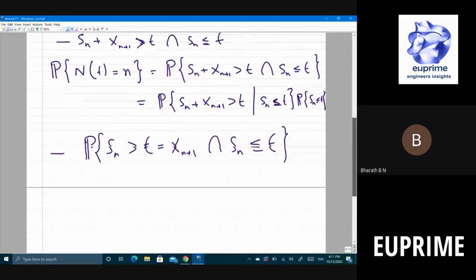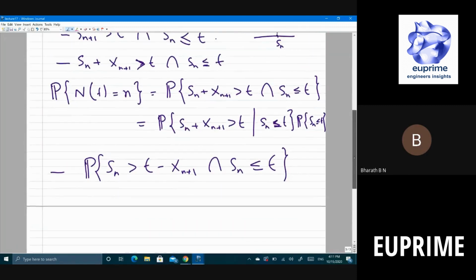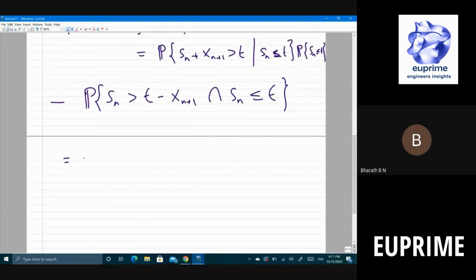Now, is this correct or no? This is Sn; should it be Sn plus 1 or Sn? So what is this? This is saying the probability Sn is greater than this, but Sn is less than this, right? That means t is greater than or equal to Sn. So the CDF of Sn, we can use the CDF of Sn. Okay, right? This is what we have. But what is the probability of Sn?